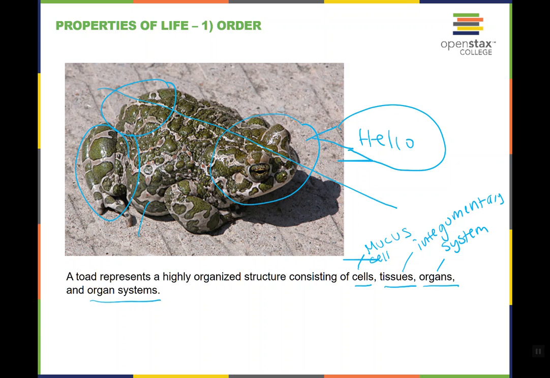And organ systems are groups of organs that have a like function. So the integumentary system is part of the systems of the toad that process waste and that provide immune defense. So that's order for you.